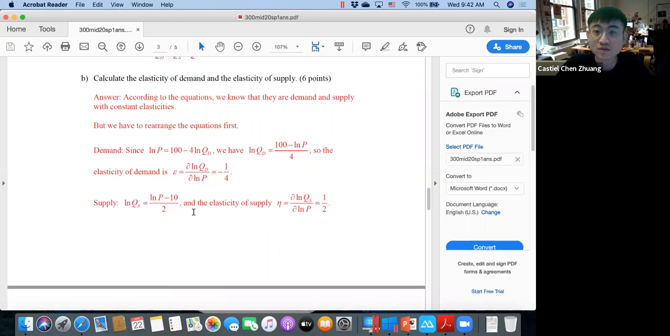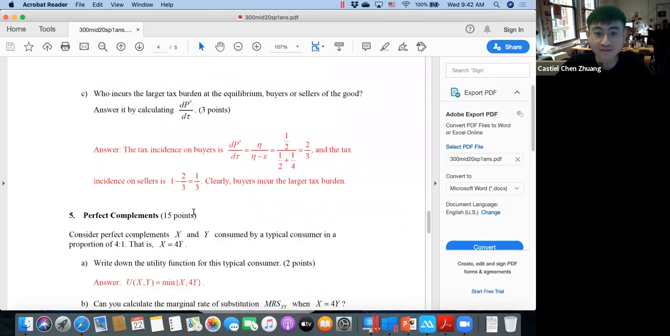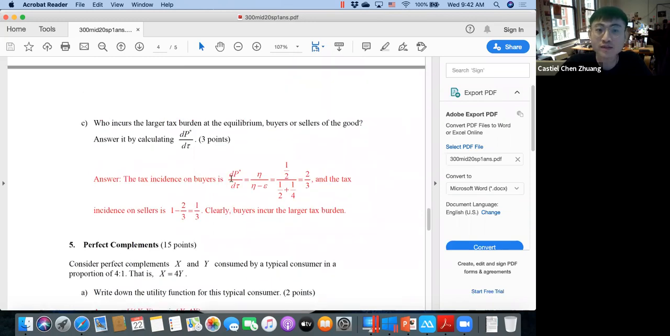You don't have to do a lot of calculations. Some people try to overcomplicate the calculation steps, but it's not really necessary. And finally, for the tax incidence on consumers or buyers, you just apply this formula. We talked about this formula in the TA session. Once you know the elasticities, just plug them into your equation, then you get 2/3. So tax incidence on sellers is 1/3, which is smaller than 2/3. So buyers incur the larger tax burden.